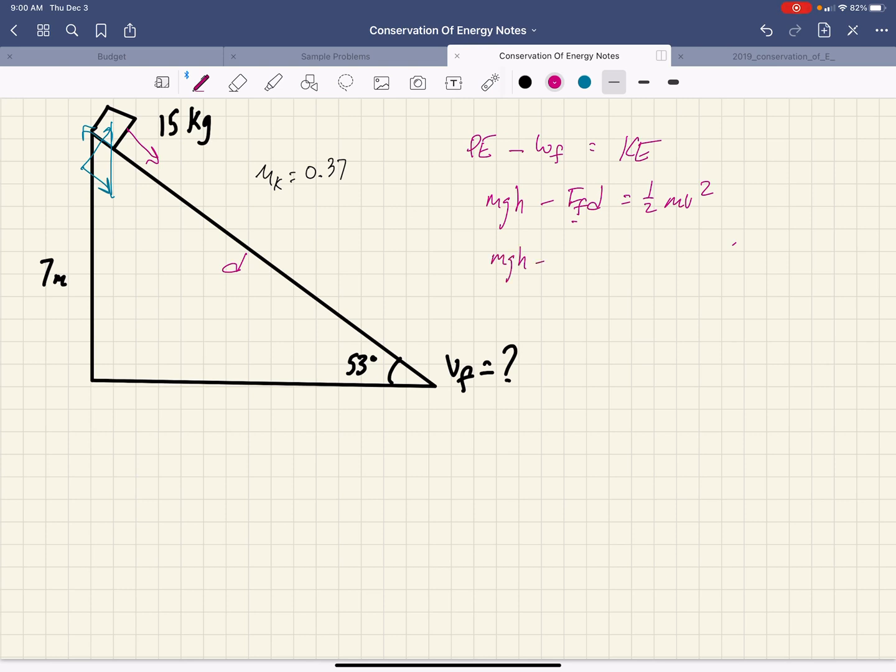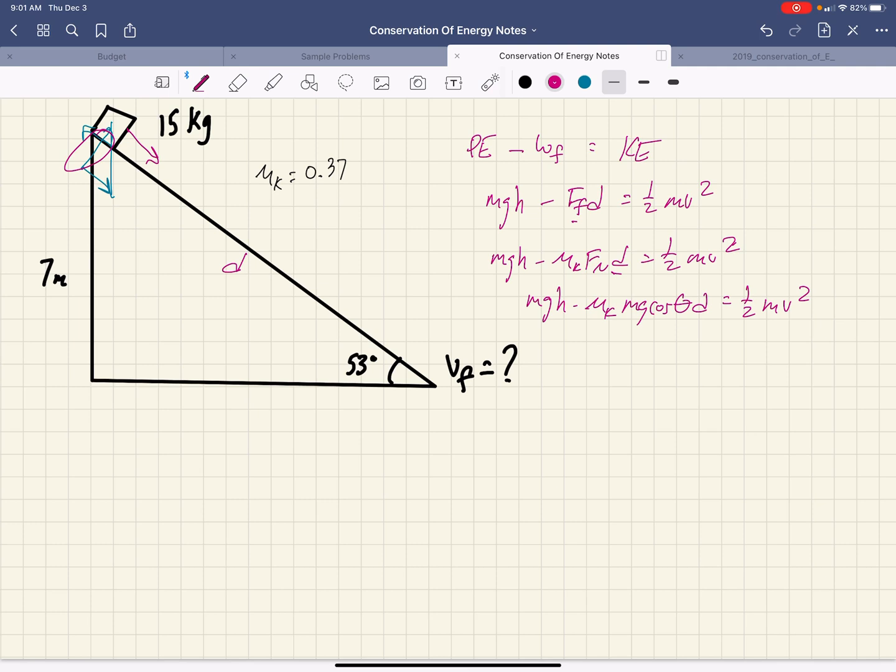mgh minus, okay, force of friction is always mu times the normal force, times d, equals 1/2 mv squared. And again, I'm showing every single step in this case. The normal force on a ramp is mg cos theta. That is, again, this force right there. So this would be mgh minus mu sub k mg cos theta d. We can't forget the d. And I want to point out, without the d, this is the force of friction. So the d is what makes it work. Equals 1/2 mv squared.